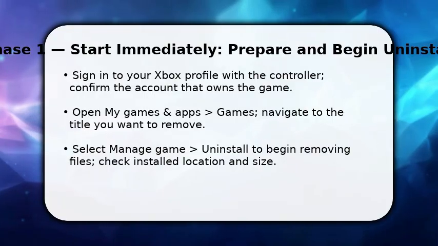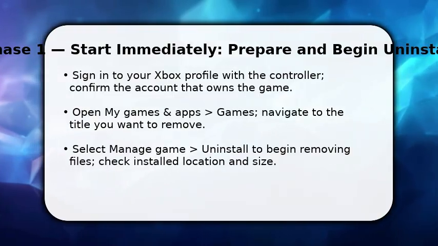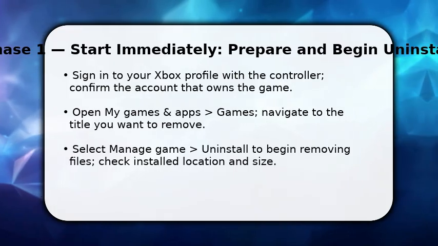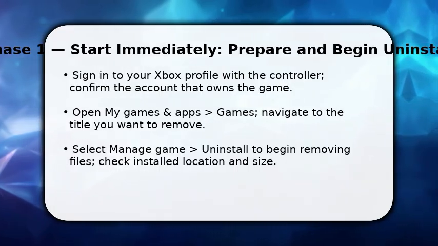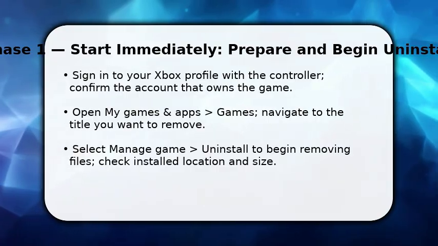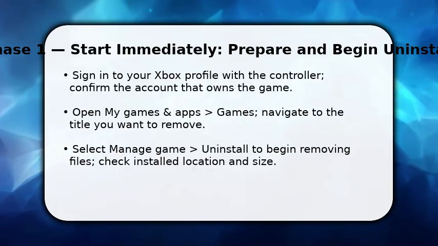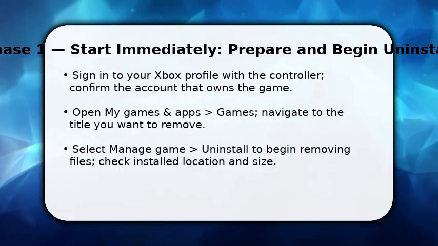You're already signed in. Start now by opening My Games and Apps and locating the title. Select the game, then choose Manage Game and Uninstall. This removes installed files from the console. If the game uses cloud saves, make sure saves are synced before you remove local data, so you don't lose progress. Once the uninstall begins, monitor the progress bar.